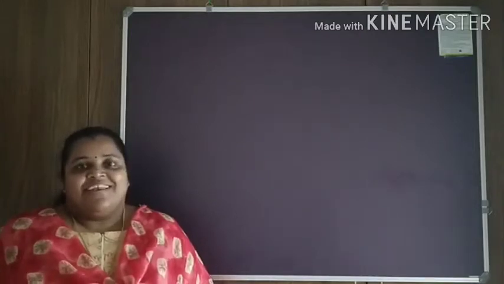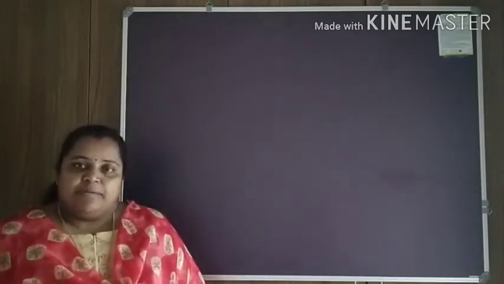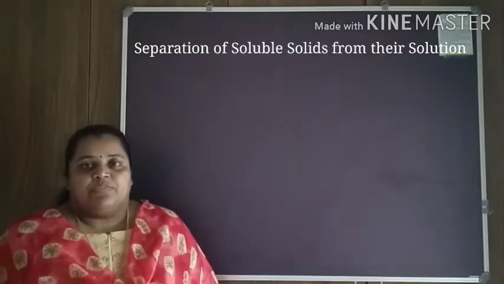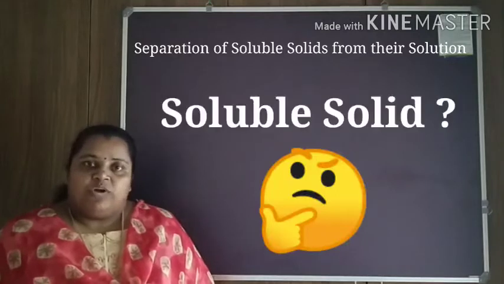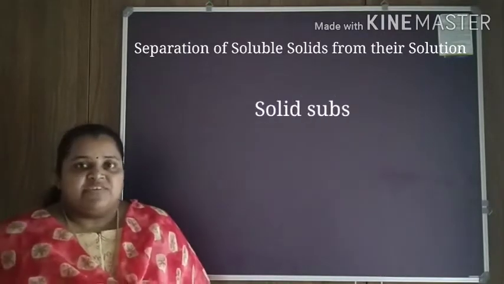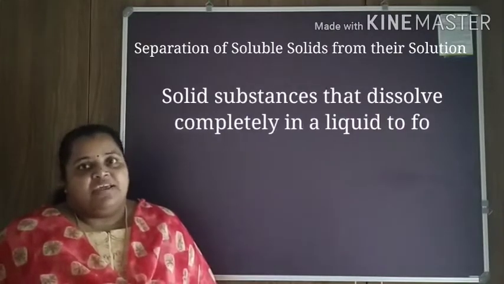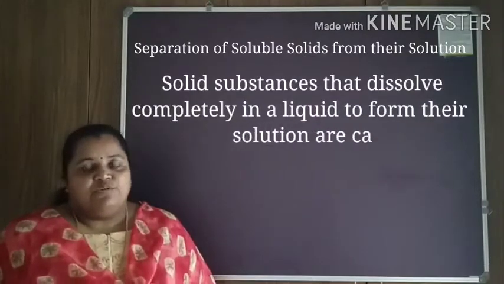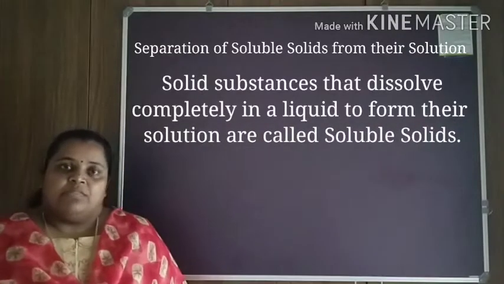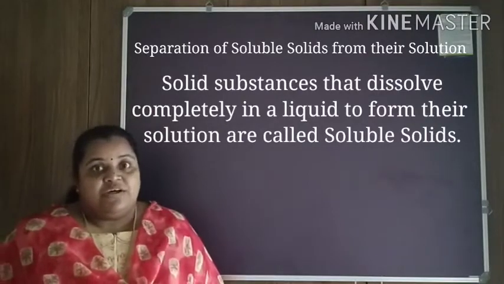Hello dear children. In this session we are going to discuss how we can separate soluble solids from their solution. Do you know what is a soluble solid? Solid substances that dissolve completely in a liquid to form their solution are called soluble solids. Example: salt, sugar, etc.